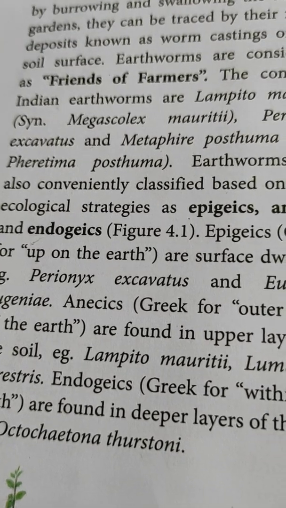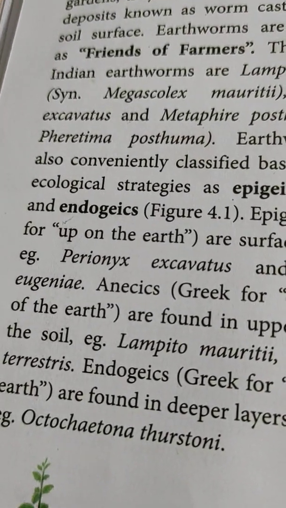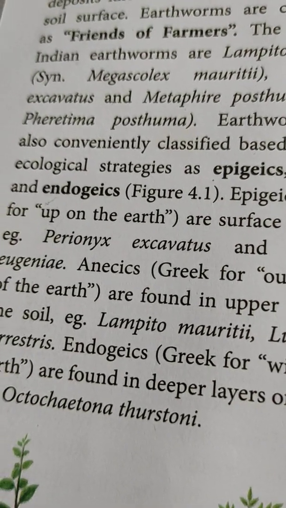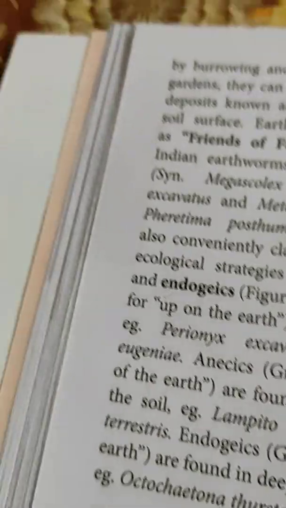Earthworms are broadly and conveniently classified based on their ecological strategies. What are the 3 types? Epigeics, Anecics, and Endogeics, with one example.